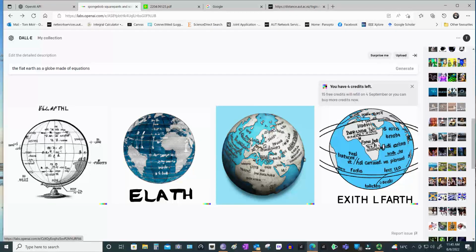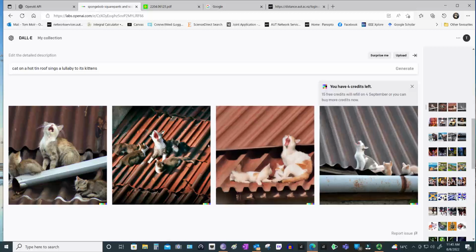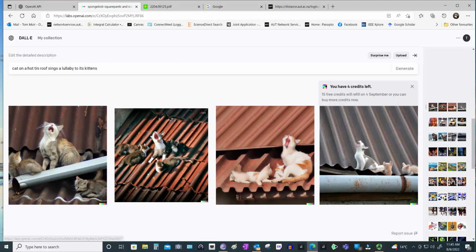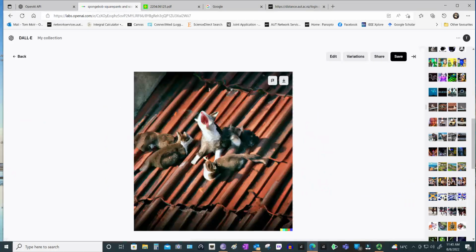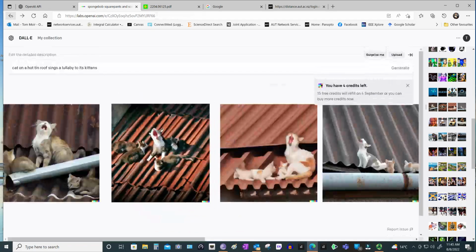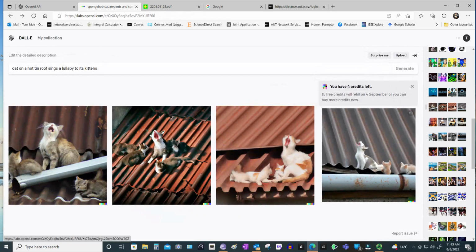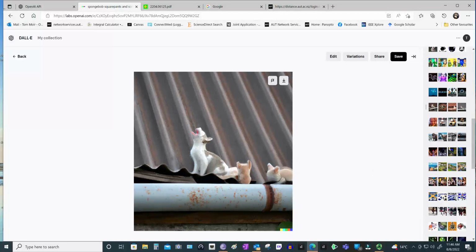What's this? Cat on a hot tin roof sings a lullaby to its kittens. So there's its kittens, and he's singing, or she is singing a song. Here we have it again.